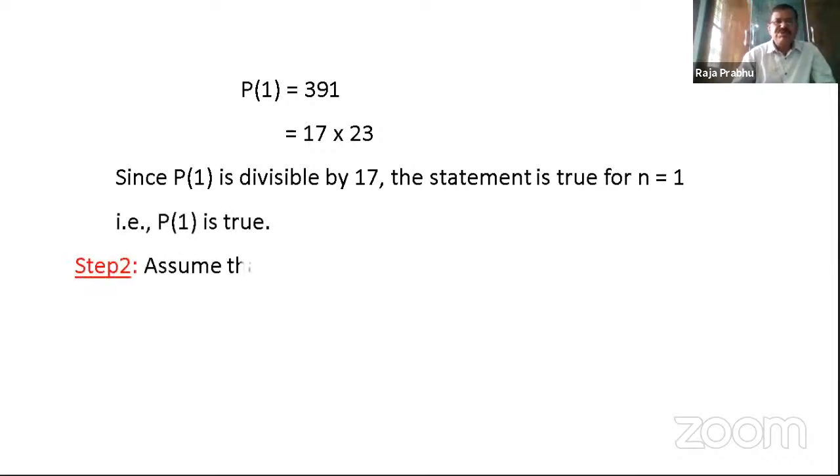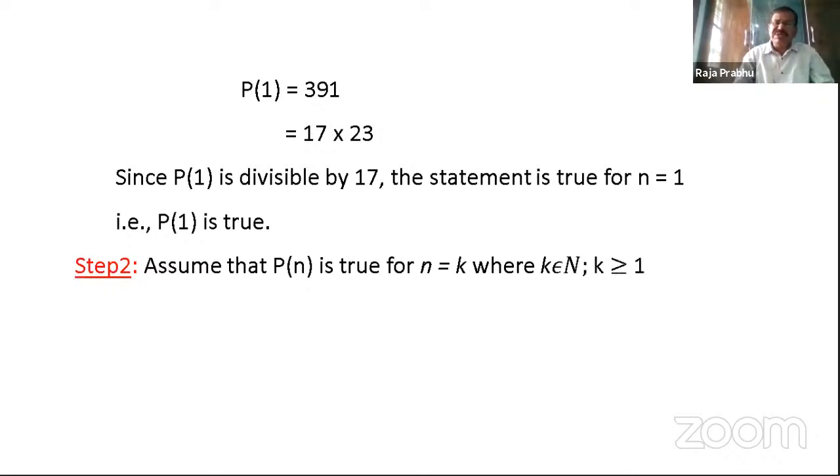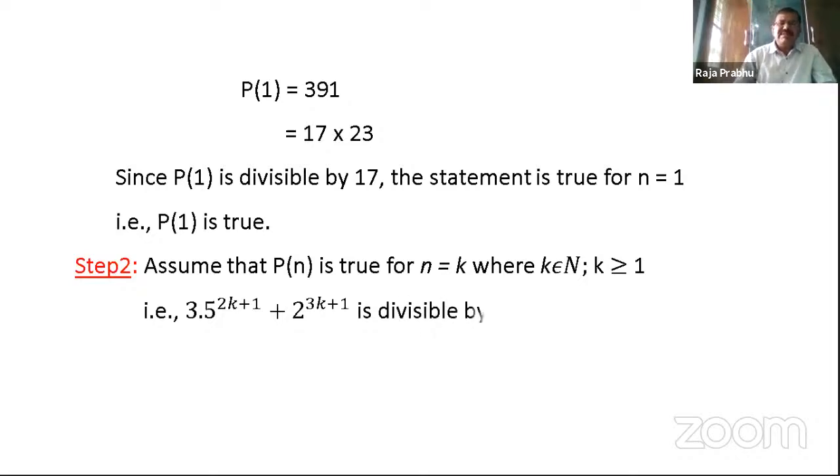Okay, what is step 2? In that also, like previous problems, we have to assume that the statement is true for n equal to k, where k is greater than or equal to 1 and any positive integer. Means the statement P of k, that is 3 into 5 to the power 2k plus 1 plus 2 to the power 3k plus 1, is divisible by 17.